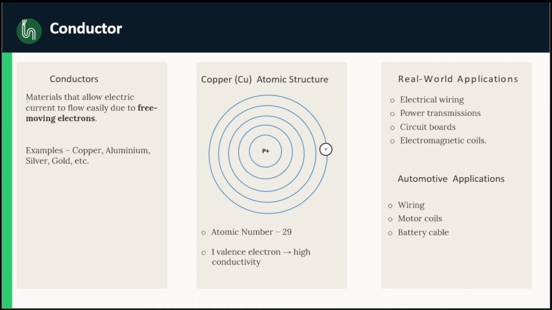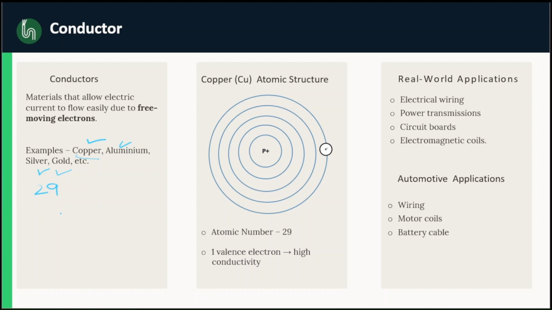Let us understand what are the good conductors of electricity. Copper, aluminum, silver and gold are considered good conductors of electricity. Let us pick up the case of copper. Copper's atomic number is 29. Atomic number 29 means it has 29 electrons and 29 protons.